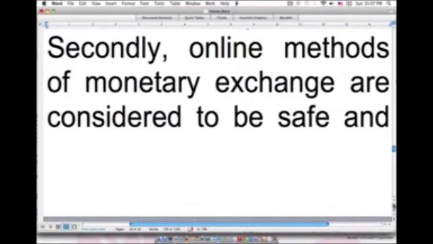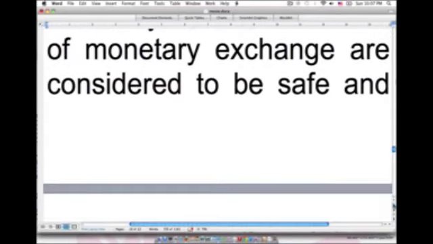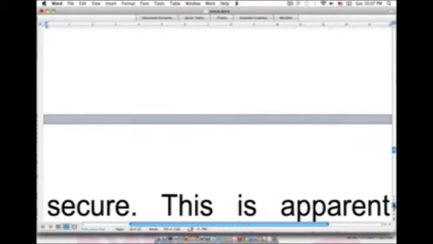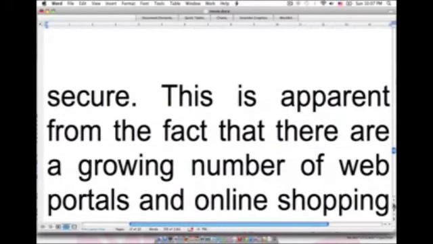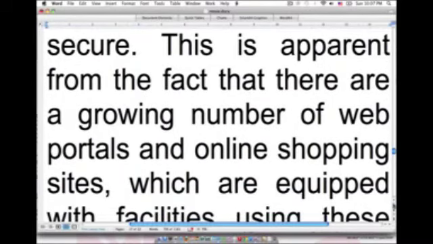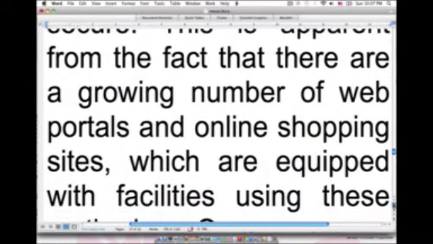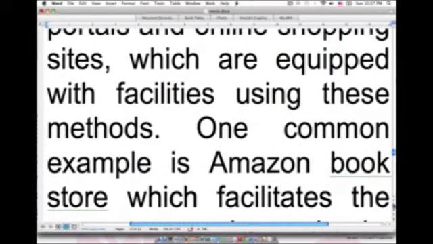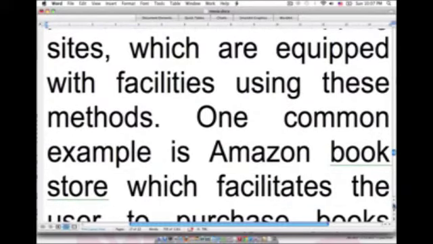Secondly, online methods of monetary exchange are considered to be safe and secure. This is apparent from the fact that there are a growing number of web portals and online shopping sites which are equipped with facilities using these methods.